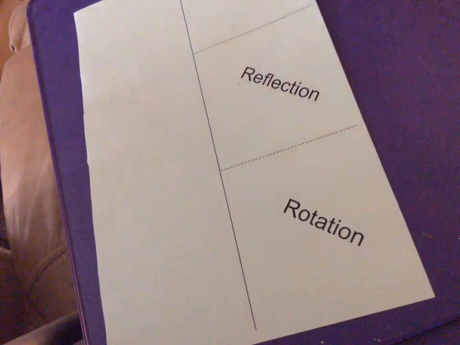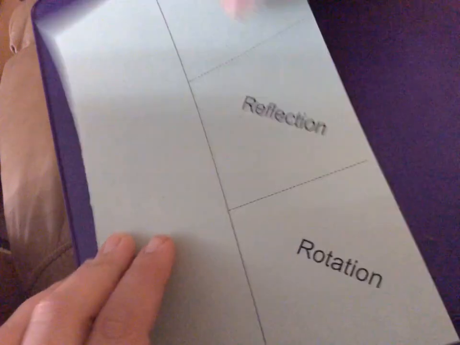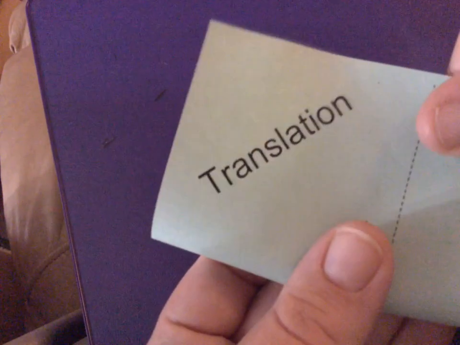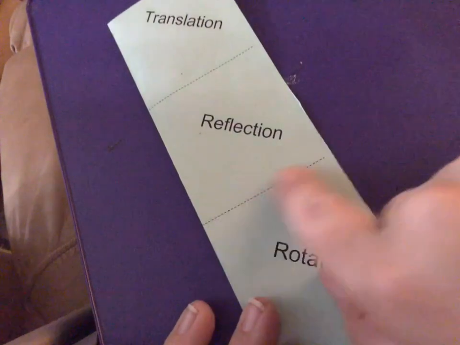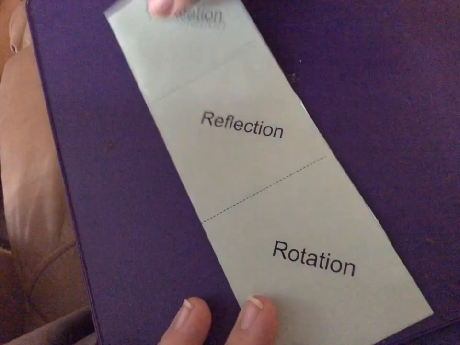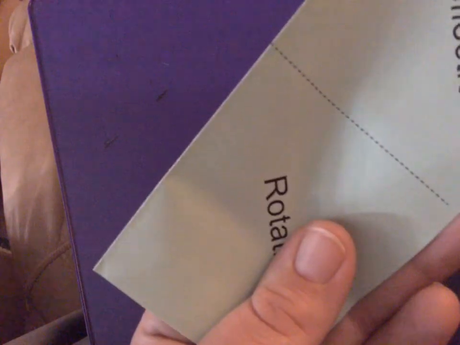But what we're going to do is take this one sheet. We're actually only going to fill in translation and reflection today. We're going to fold it in half like this. Okay, and then you can cut right along these dotted lines to make little flaps on the front so that we have little doors.